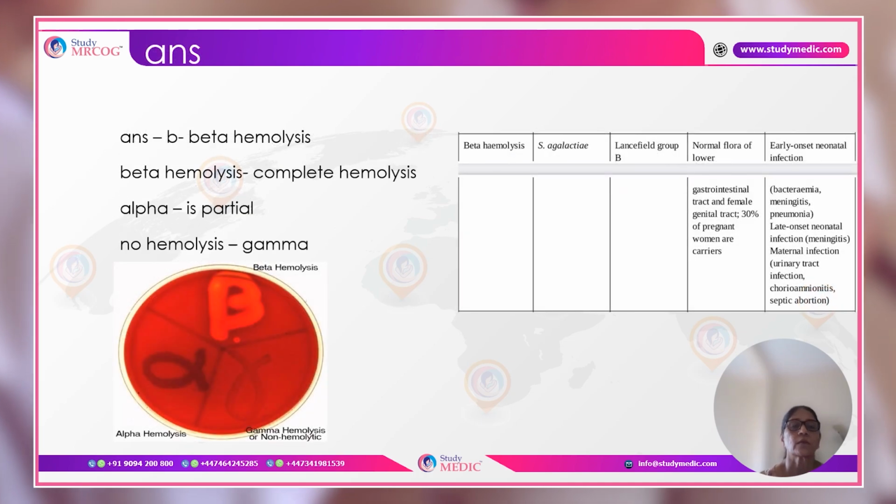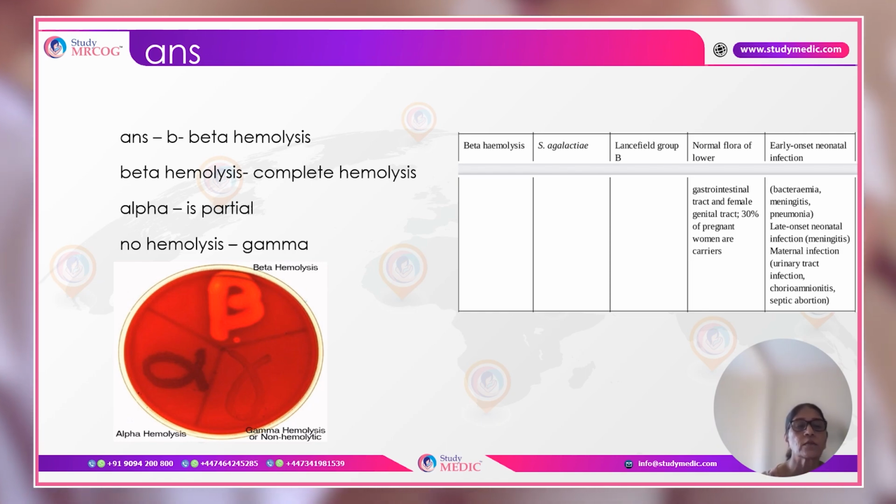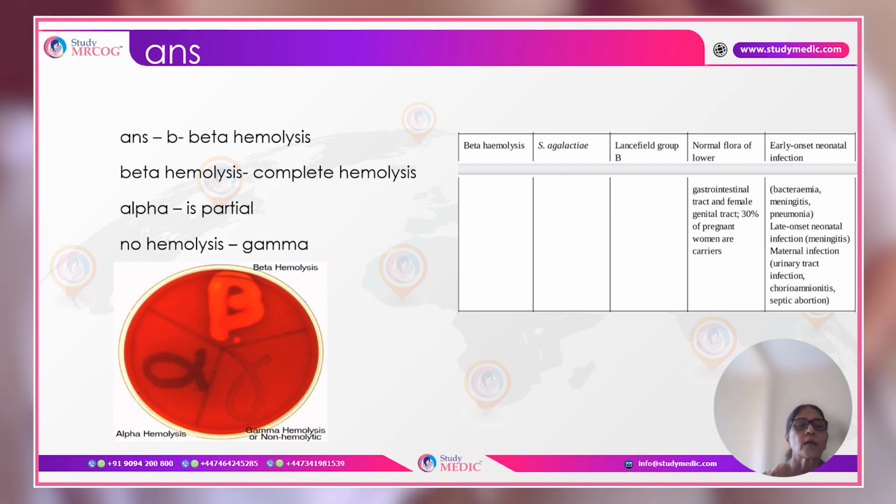Remember, this Streptococcus agalactiae causes beta hemolysis. Now, how do you differentiate between the different types of hemolysis? See here in this picture, you have beta hemolysis, which is a complete hemolysis. Alpha is a partial one, and then gamma hemolysis, in which there is no hemolysis.